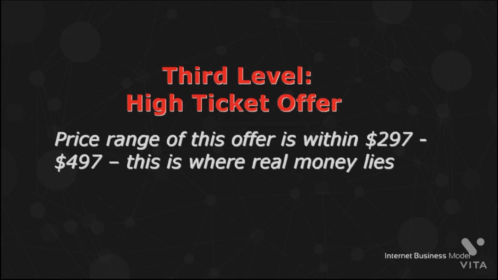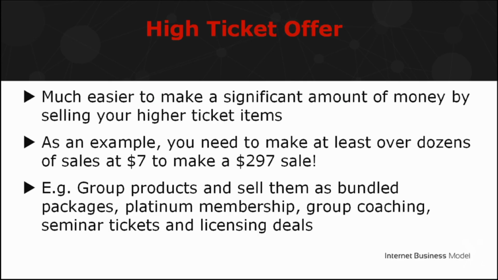The third level is one of our favorites, and it's called the high ticket offer. The price range for this offer lands within $297 to $497. This is where the real money lies. It's much easier to make a significant amount of money by selling your higher ticket items. As an example, you need to make at least 42 sales at $7 to make just one $297 sale. You can group products and sell them as bundled packages, platinum membership, group coaching, seminar tickets, and licensing deals.